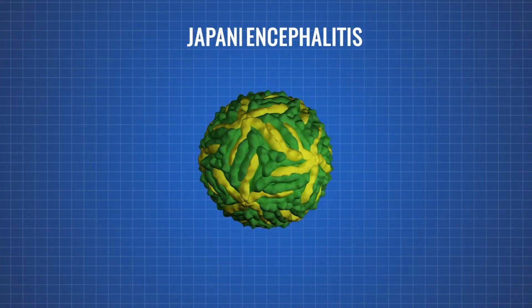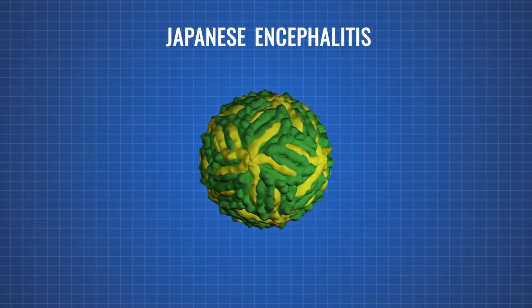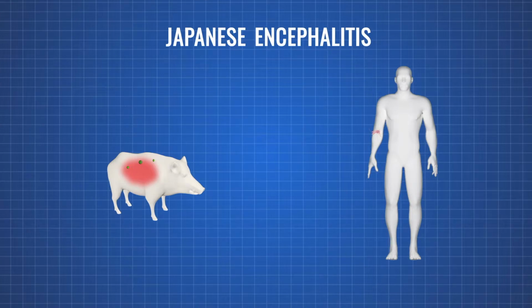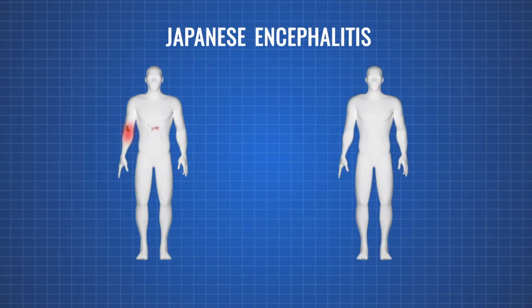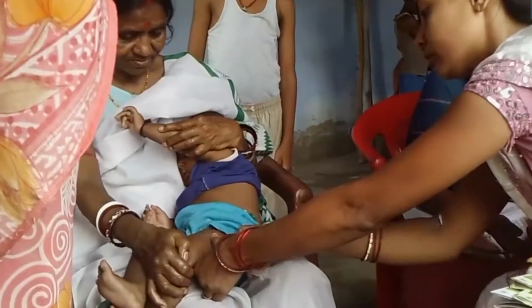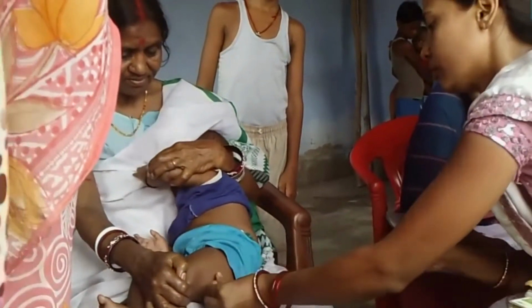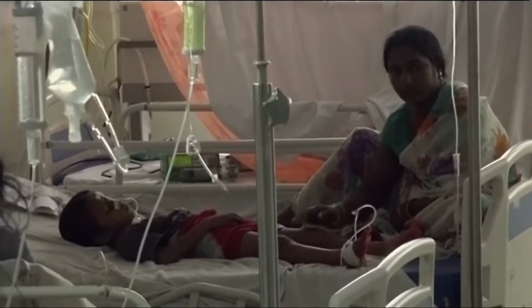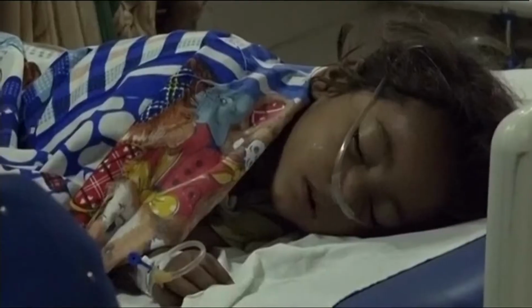Now, the most common form of encephalitis is the Japanese encephalitis virus, or JEV, that travels from animals to humans through the mosquito. But strangely, the mosquito cannot pass it from human to human. The disease is found in many parts of India but is highly endemic in eastern UP, which means it is regularly found in this area.